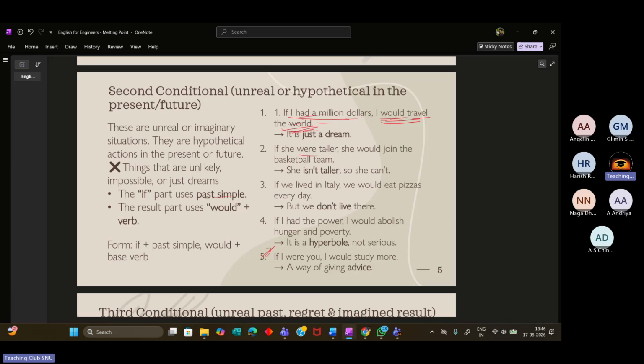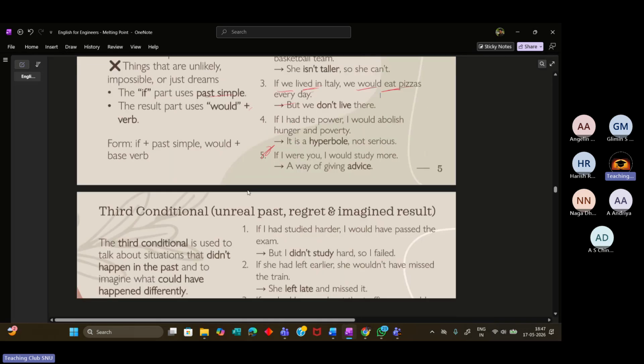So the simple past, and then would plus the base verb, as easy as that. If we lived in Italy, we would eat pizzas every day. We lived is simple past, and the result is would plus base verb. Okay, so that's how it goes.